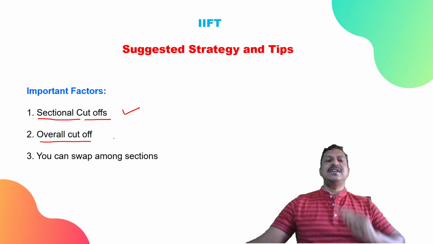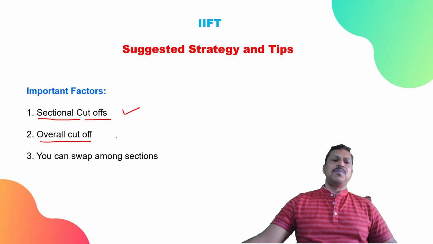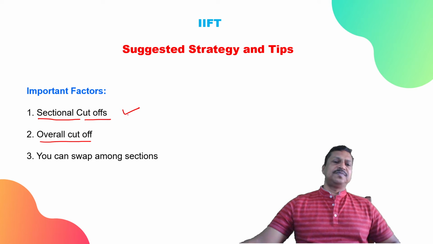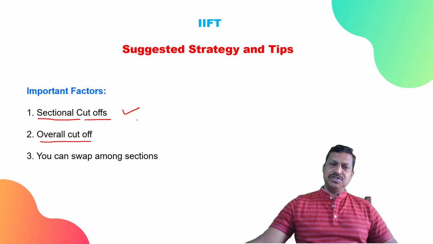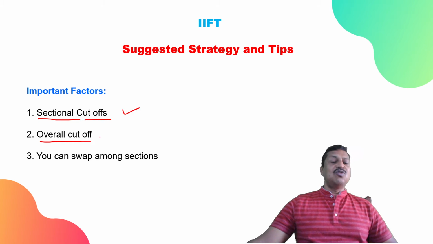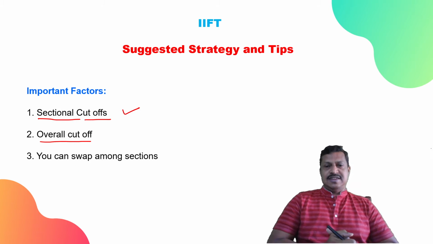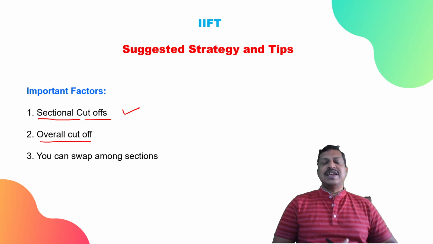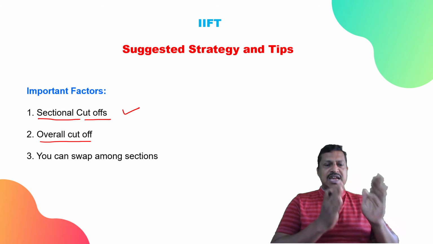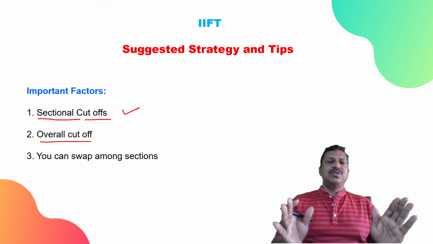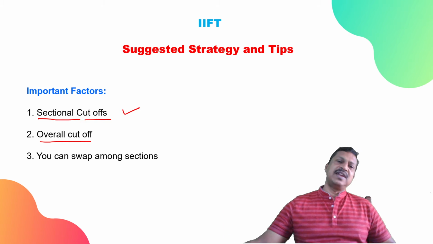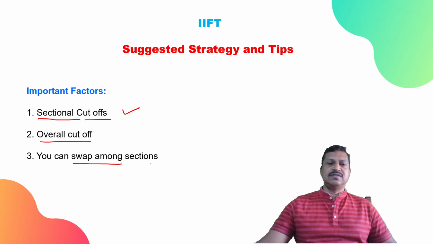So that is why the strategy part is very important. So one factor is sectional cutoff you need to keep in mind. Another is the overall cutoff also you need to keep in mind. And one important thing, you can swap among sections. So you can go from one section to another section, right? Which does not happen in CAT. In CAT, you invest the full time in one section, the section gets submitted, then you go to the other section, right? Here you can swap among the sections. So this is an advantage, right?